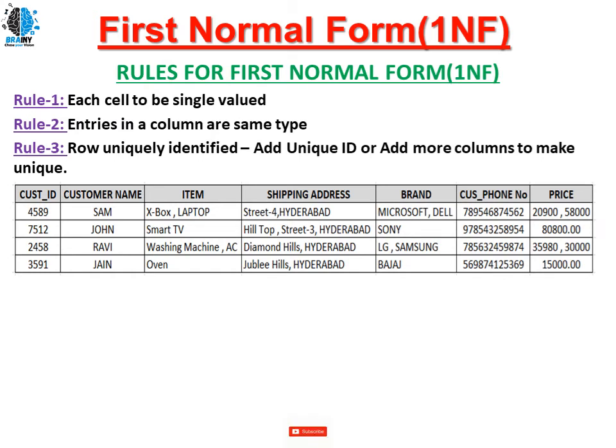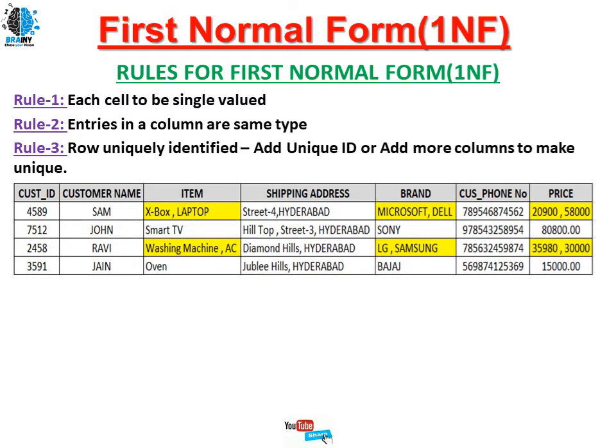The first rule is that each cell should be single valued, an atomic value. Coming to this table, we have multiple values in these columns. For the item of the first customer, Sam, we have two values, Xbox and a laptop. The brands are Microsoft and Dell, having two prices. Same with Ravi, having washing machine and AC, brands LG and Samsung, and prices are mentioned here.